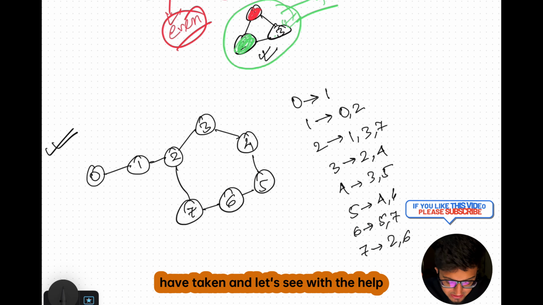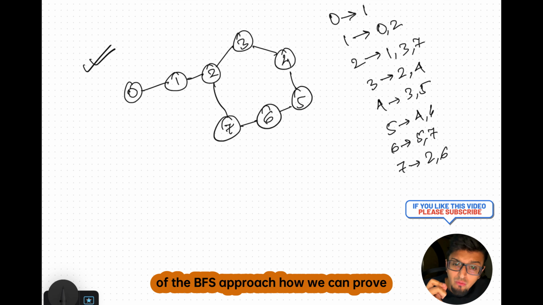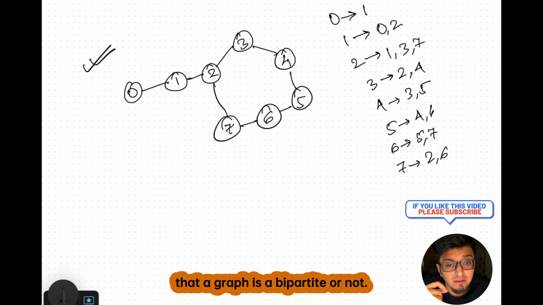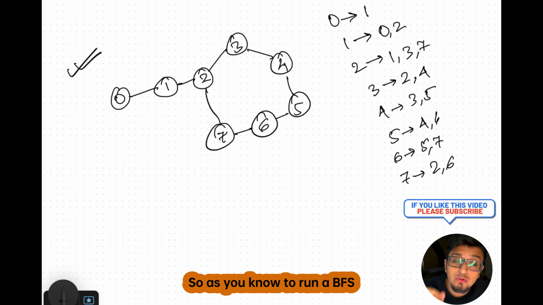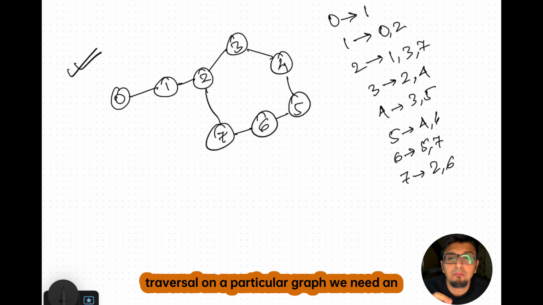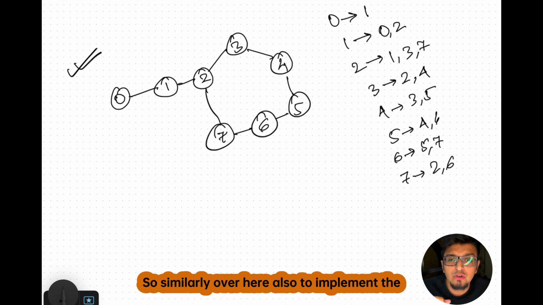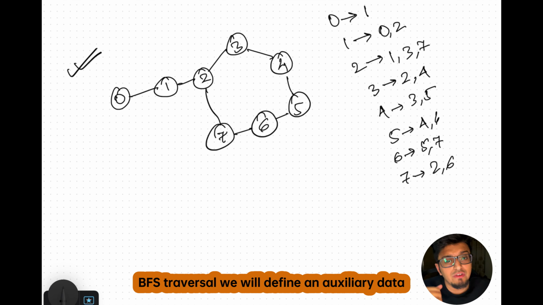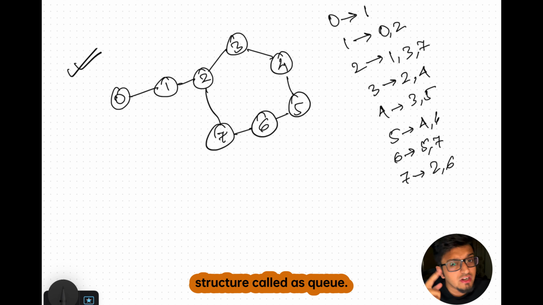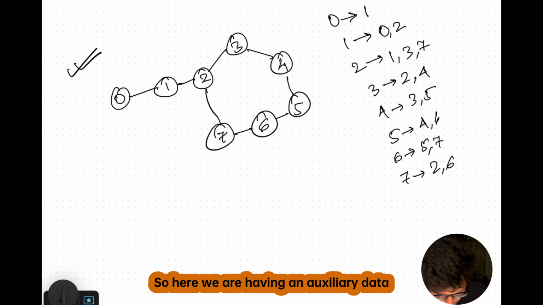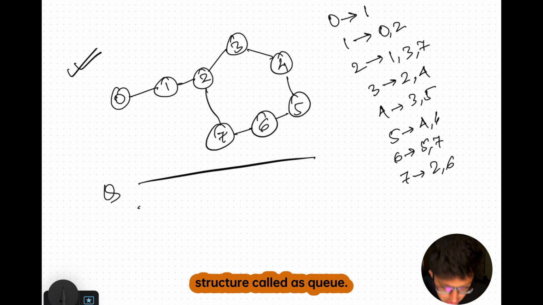And let's see with the help of the BFS approach how we can prove whether a graph is bipartite or not. So as you know, to run a BFS traversal on a particular graph, we need an additional data structure, and that is a queue. So similarly over here, to implement the BFS traversal, we will define an auxiliary data structure called a queue.